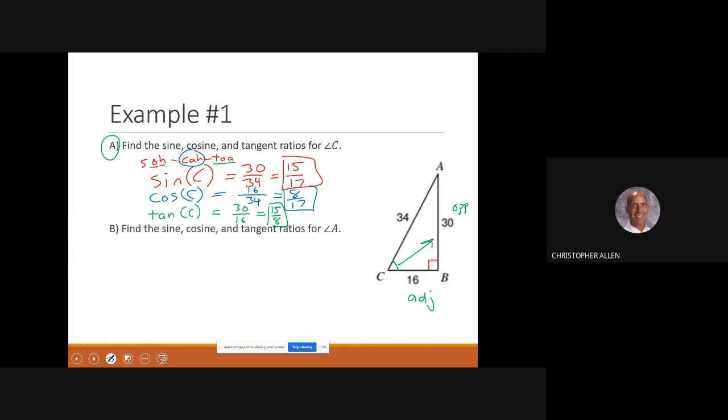Now I'm going to ask you, would you please find the same ratios, but now for angle A? Just very quickly, please reduce like I did. Find the ratios for sine, cosine, and tangent of angle A. Angle A is up here, so these are going to be different answers.